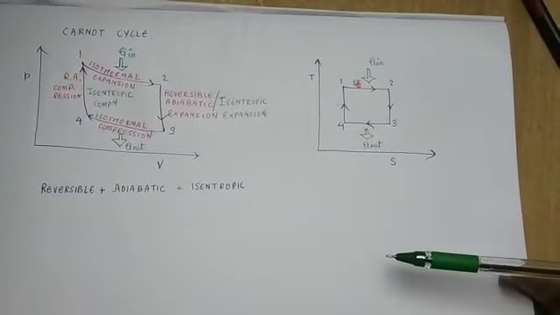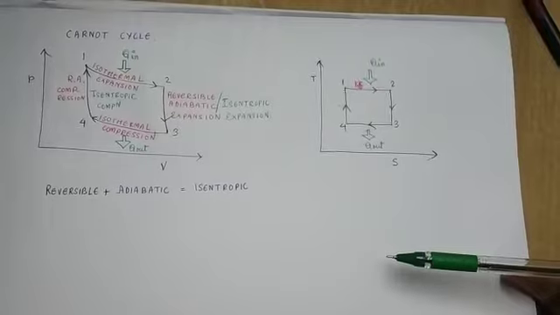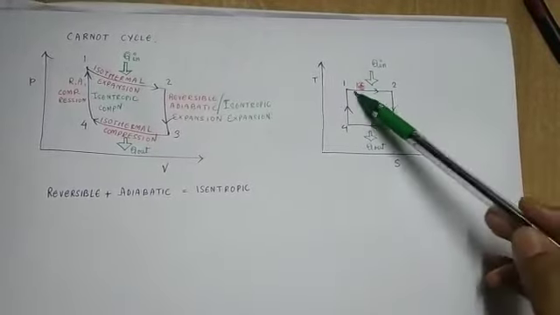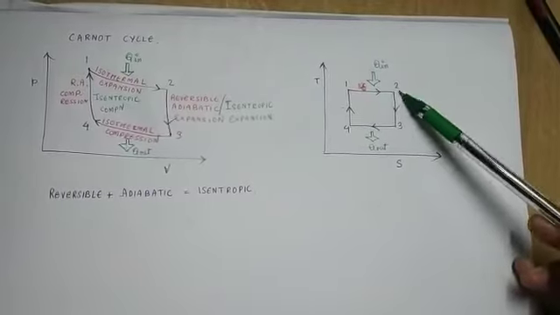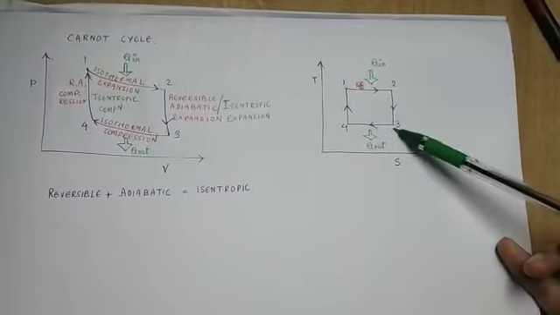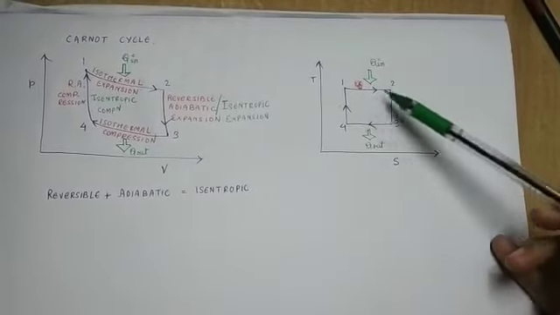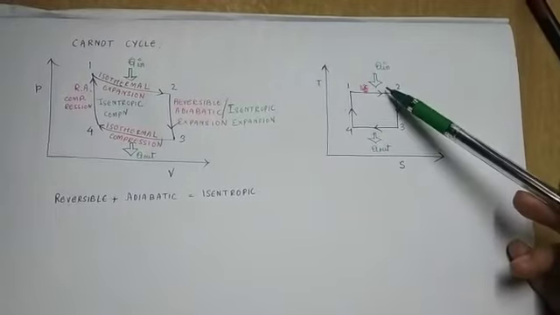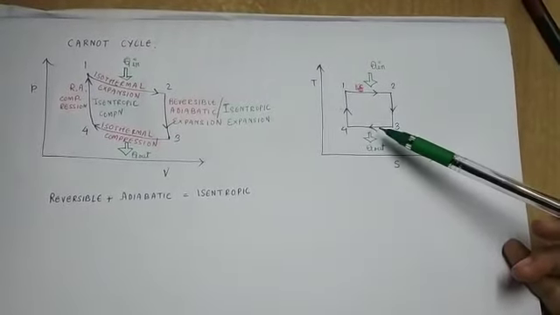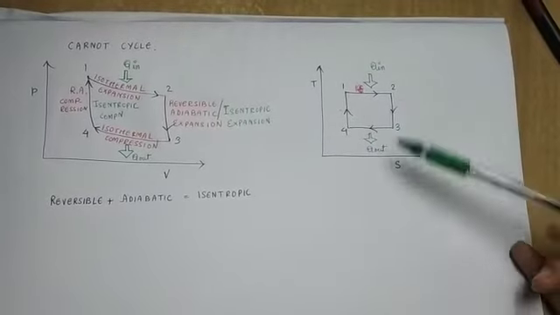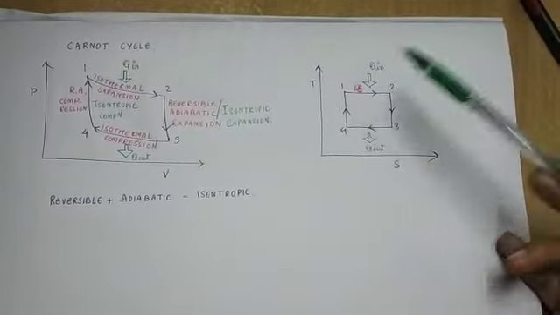So 1 to 2 was isothermal expansion. Since it is an isothermal process, the temperature remains constant in the 1 to 2 process. As for 2 to 3, since it's an isentropic process, the entropy line remains constant. So 1 to 2 and 3 to 4 are isothermal expansion and compression respectively, and 2 to 3 and 4 to 1 are isentropic expansion and compression respectively.